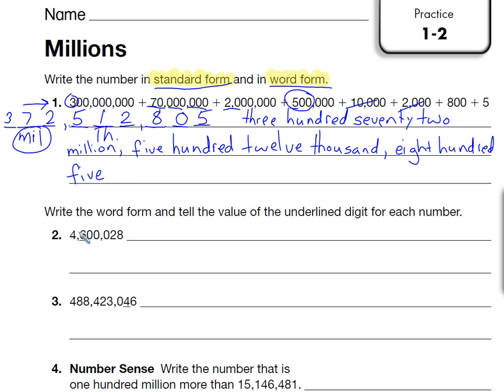Okay, so for number 2, you're going to have to write this in word form, just like I did up here. Okay, and then tell the value of the underlined digit for each number. So you're going to write this whole thing out in word form like we just did, and at the very end, you're going to tell the value of this digit. This 6 is in the thousands period and in the hundreds place. So this right here, you would write 600,000. That's the value of that digit. So after you write it in word form, write the value of that digit. Do the same thing with this problem.